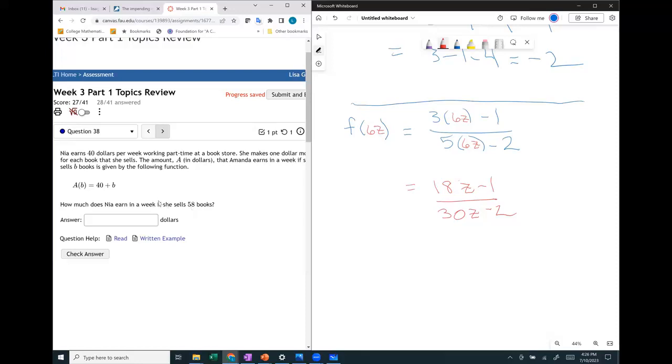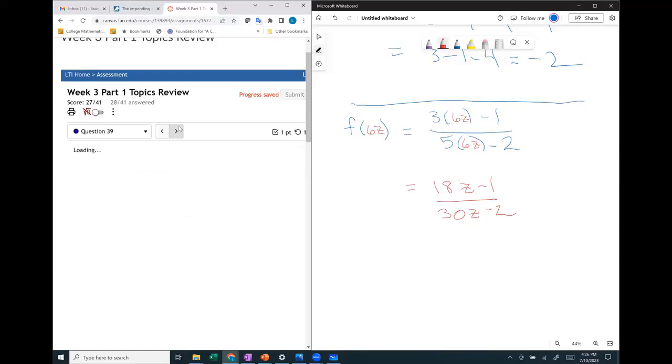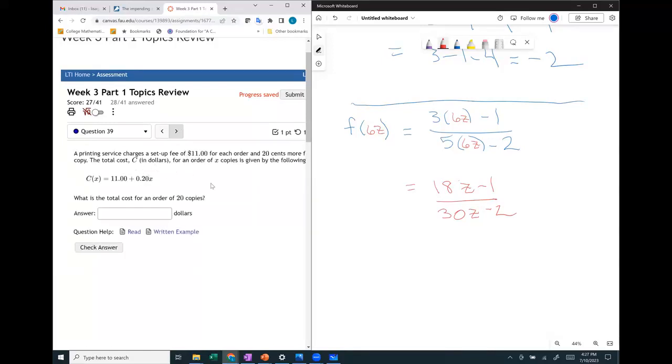I'm not going to do this for you. Basically, it's telling me that B books is given the following. So if she sells B books, here she sells 58 books. I just put B equals 58 and I get 98. That's it.